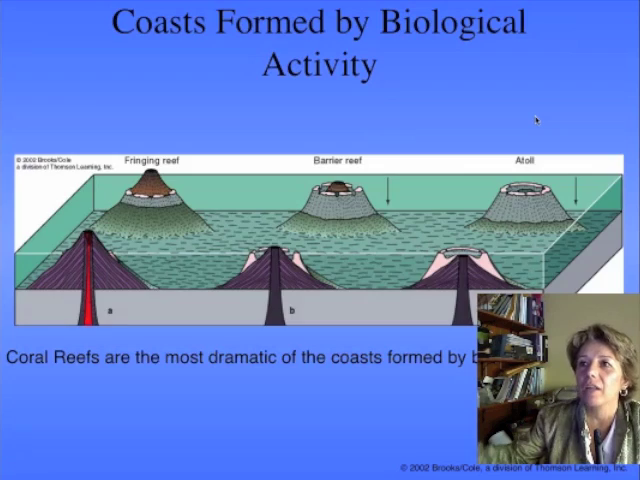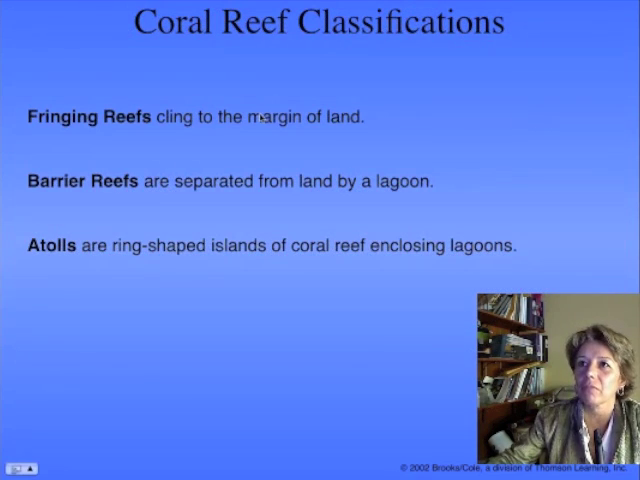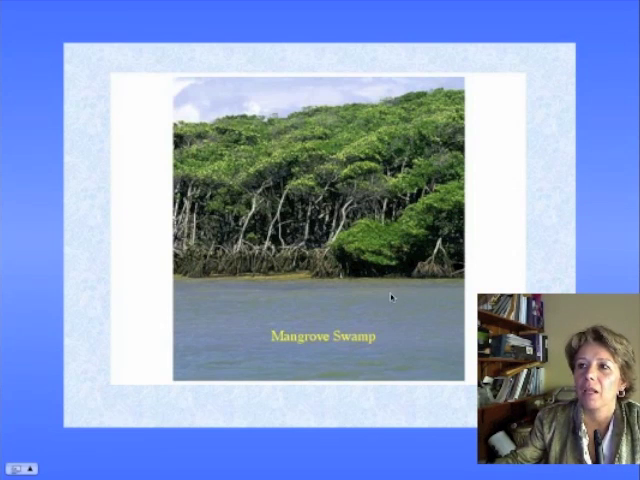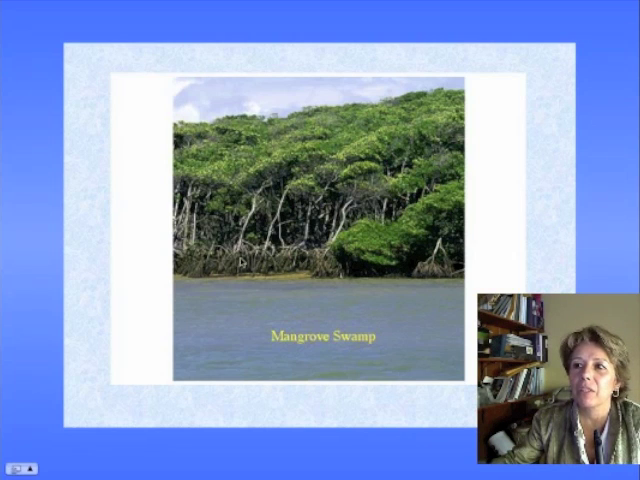So again, another kind of a coast. So your fringing reefs are right next to the land. The barrier reefs are separated by a lagoon, and atolls, again, are an enclosed coral reef around where an extinct volcano once was. And here's your picture of a mangrove swamp, again, making up some areas of coast. These trees live in salt water.